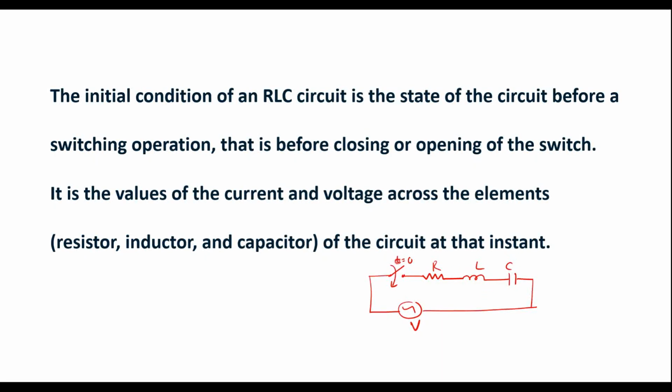Here we can observe that before t equal to 0 the switch was open. So when the switch was open, the current in the inductor or voltage across the capacitor is known as the initial values or initial conditions of the circuit.